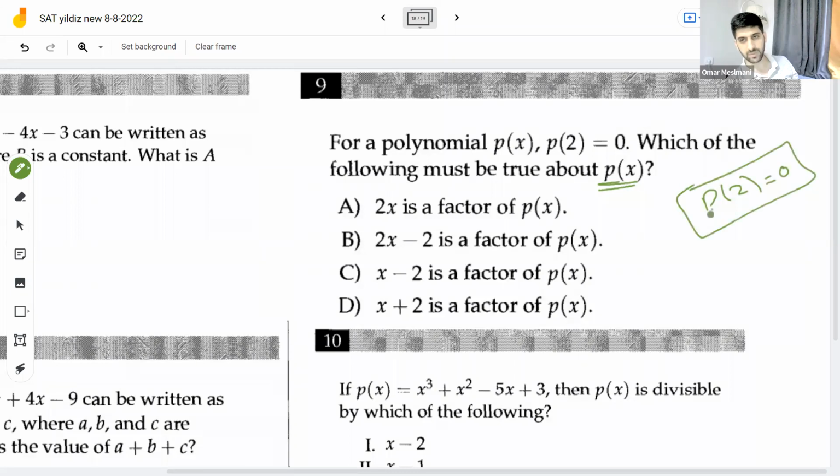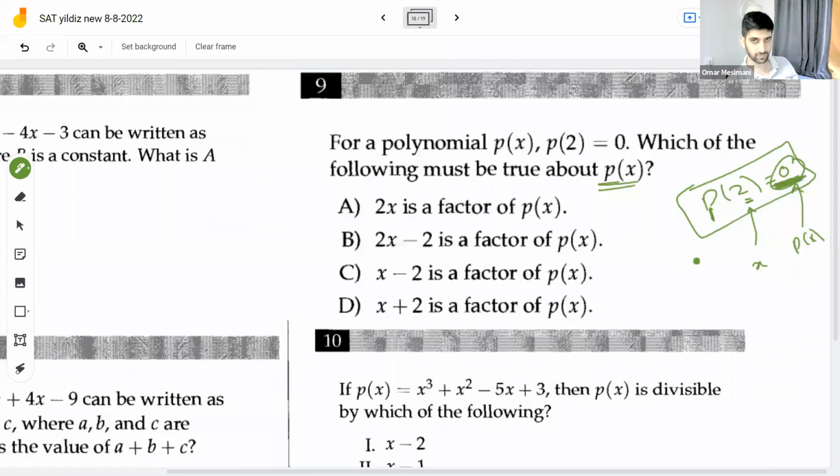What does it mean when b(2) equals 0? It means that the value of x is 2 and the value of f(x), or b(x), is 0. So this is the value of x, and this is the value of y, or the value of b(x). When you take the 2 and plug it in, what is the answer you get? A 0.